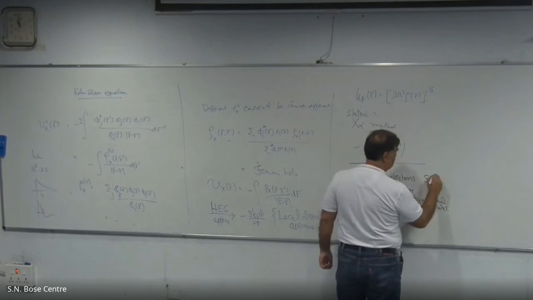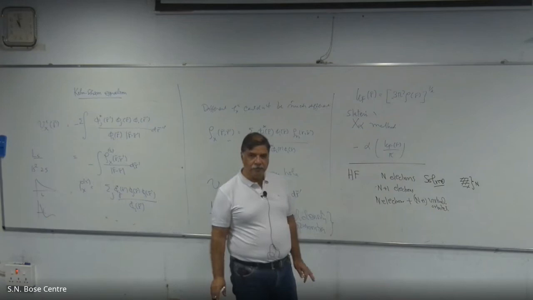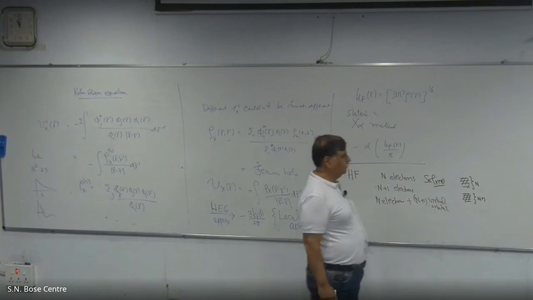So, we have n orbitals, and all are occupied. We have the ground state energy value. And for the second case, we also solve the problem, n plus 1. There is a basic difference in the wave function. But in the third case, we are taking one wave function and solving the problem.